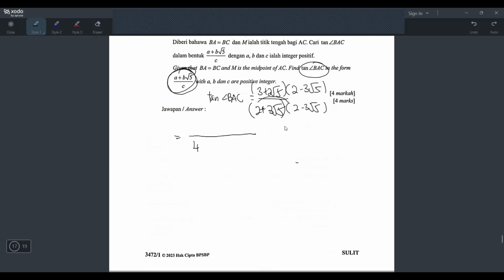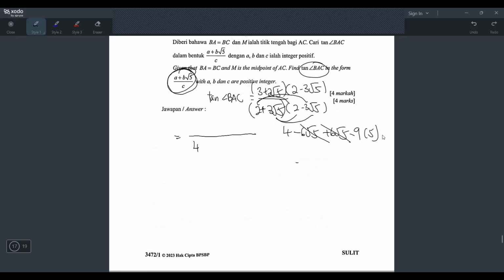So 2 times 2, it will be 4. And then 2 times negative 3 square root 5 will be negative 6 square root 5. 3 square root 5 times 2 will be positive 6 square root 5. And then 3 square root 5 times negative 3 square root 5. Okay, how do you multiply this one? Number can only multiply with number, and square root can only multiply with square root. So 3 times negative 3 becomes negative 9. Square root 5 times square root 5 is 5, right? And then this one, can you see, can cut, because negative 6 square root 5 plus 6 square root 5 is 0.